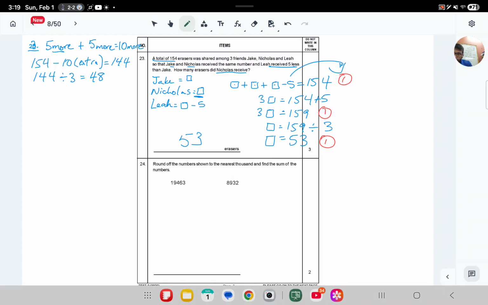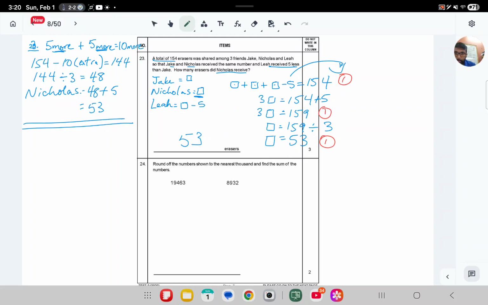But remember, based on this information, we know Jake gets 5 more, Nicholas gets 5 more. So to find out for Nicholas, it would be that 48 plus 5 more. And 48 plus 5 will give us our 53. So this is another way you could have done it also. Alright.